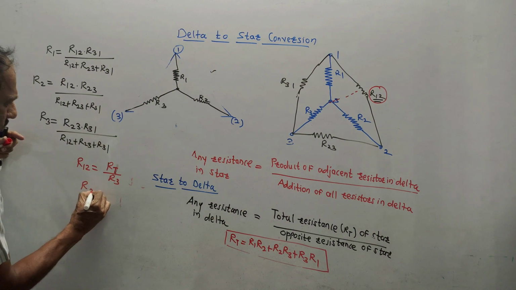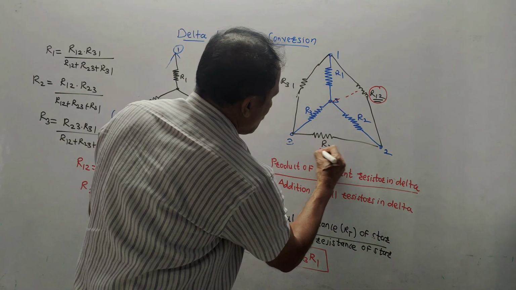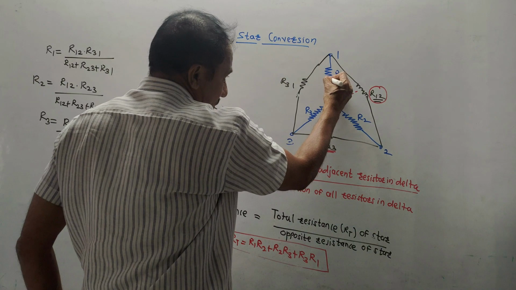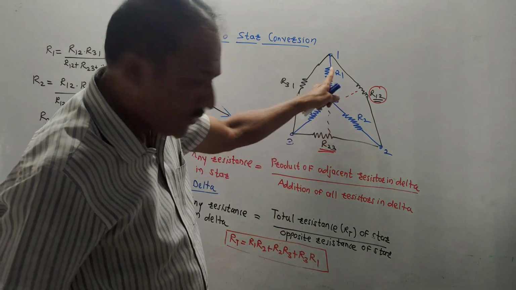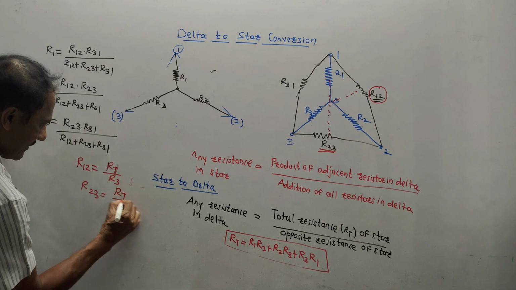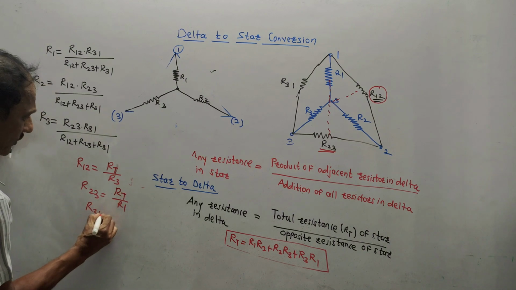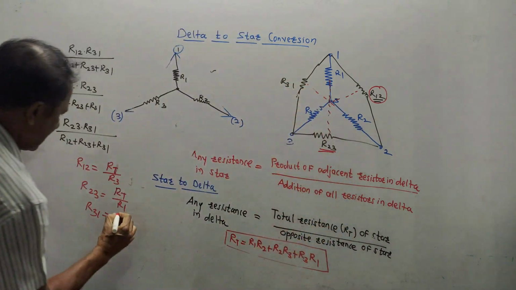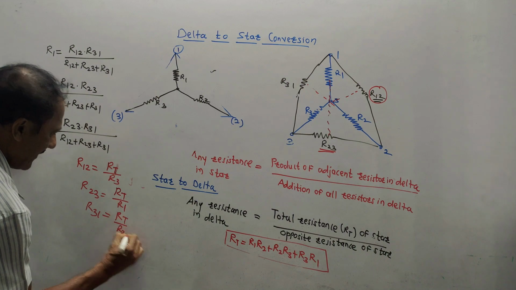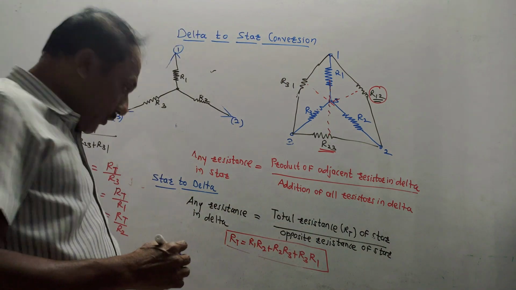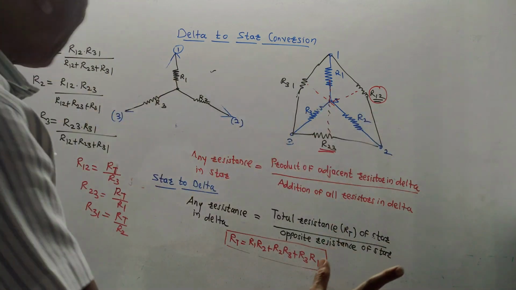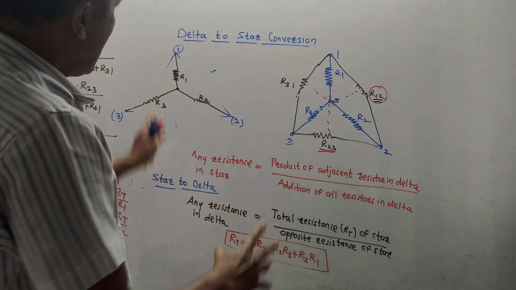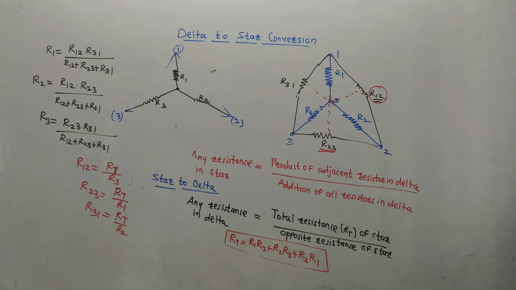Second value. Suppose R23. I want to calculate this value. For R23, look at the star network, star resistance, which is opposite. Opposite means perpendicular. So if you extend this line, this will be the perpendicular. So it is RT upon R1. Next, suppose I want to calculate R31. For R31, which is perpendicular or opposite resistance, it is R2. So it is RT upon R2. And of course, do remember this formula to calculate the total resistance. So very simplified technique. Using these two formulas, you can convert delta to star as well as star to delta network.